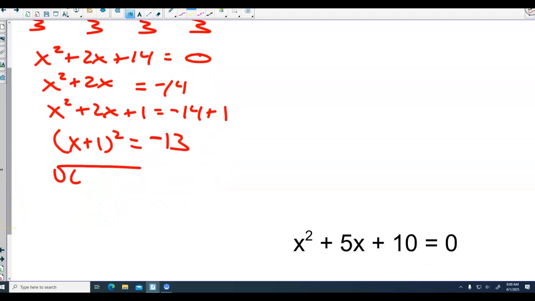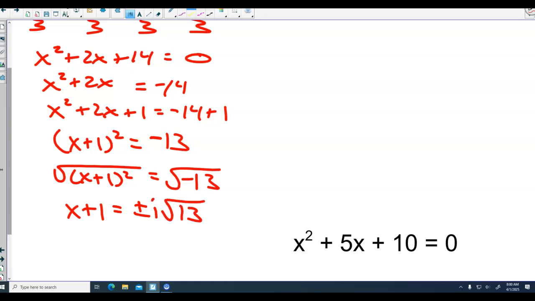We take the square root of both sides. Now the square root of a negative is i. We got to take the i out. There's nothing we can do with that 13. So the answer ends up being x equals negative 1 plus or minus i root 13.